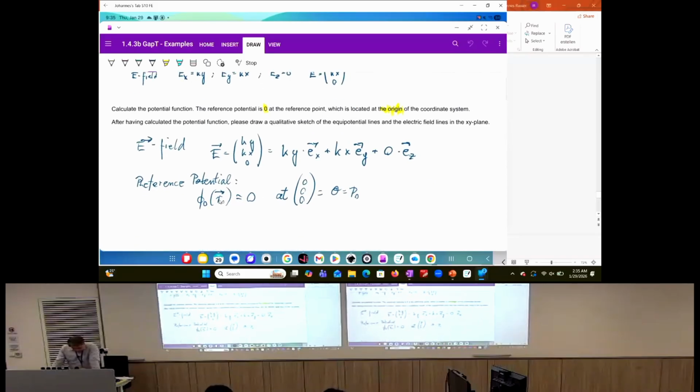So now the quest here is to calculate the potential function. The reference potential is 0 at the reference point, of course, and that is located at the origin, which is 0, 0, 0. And we have a Cartesian coordinate system, and we want to first calculate the potential function, and then we want to also draw the potential function.